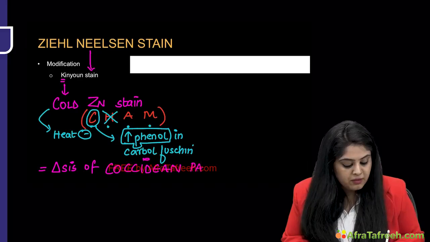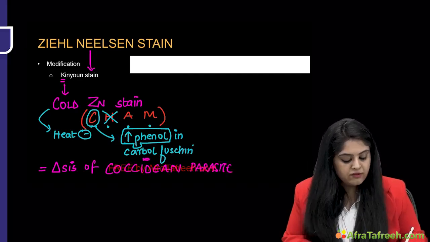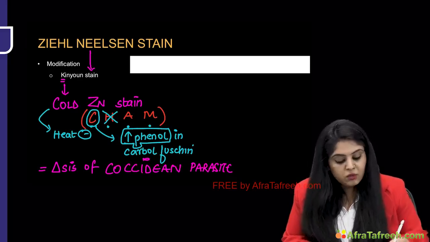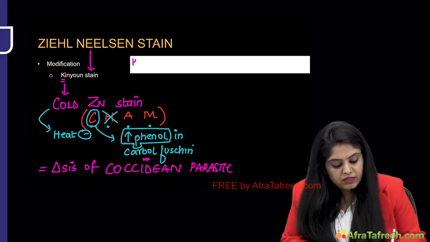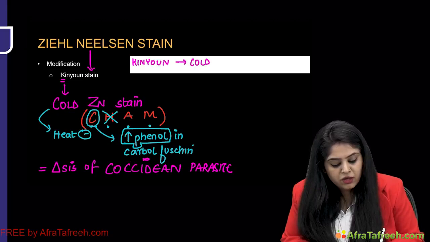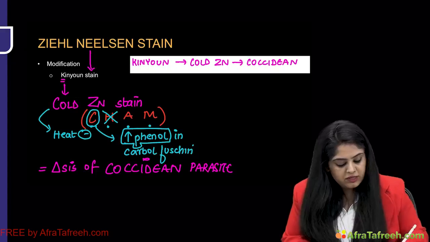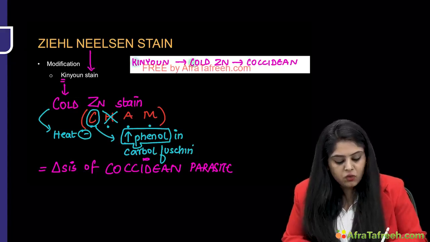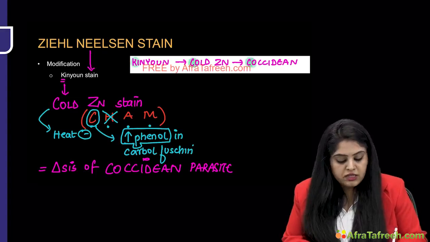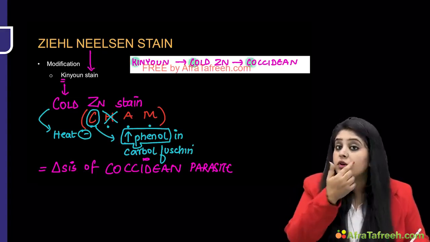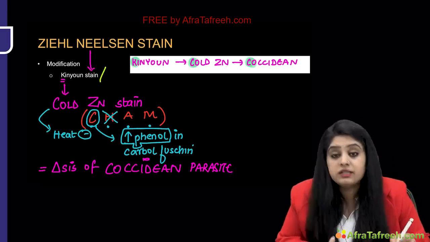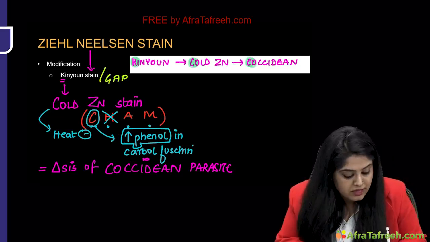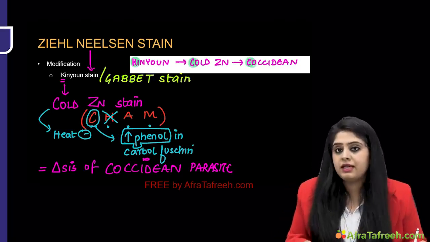Now guys, please remember, how am I going to learn all of this? I've learned it as a KKK sound. The first thing I'm talking about is the Kinyoun stain. Kinyoun stain is a heated stain or a cold stain? It is a K for cold Zn stain. And for which family are you using it? I am using it for coccidian parasites. Repeating, K for Kinyoun, cold, coccidian. And there is a recent question on whether there is any other name for Kinyoun. This is also known as the Gabbett stain. You will find this in your previous year questions. This is also known as the Gabbett stain.